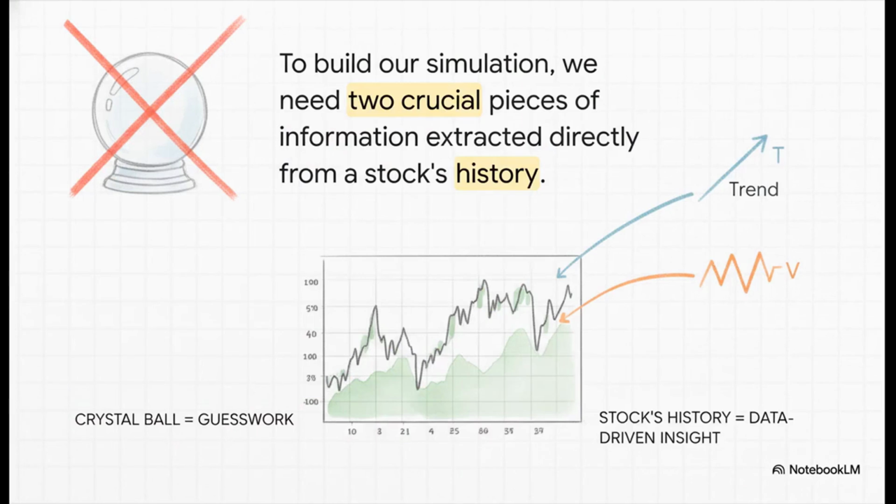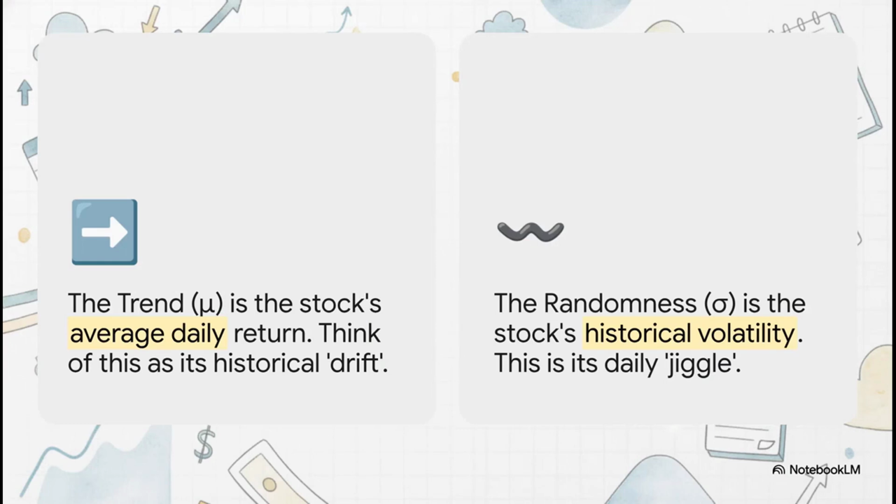So to get this machine up and running, we don't need a crystal ball or anything like that. All we need to do is look at the stock's history. We're going to pull out two really crucial pieces of information that are going to be the engine for our entire simulation. Believe it or not, you can boil down a stock's complicated movement into two main ideas. First, you have the trend. That's the Greek letter mu. This is basically the stock's average daily direction. Is it generally drifting up, down, or just sideways? And then you have the randomness, sigma, which is just its volatility. Think of this as the daily noise, that unpredictable jiggle around the main trend.